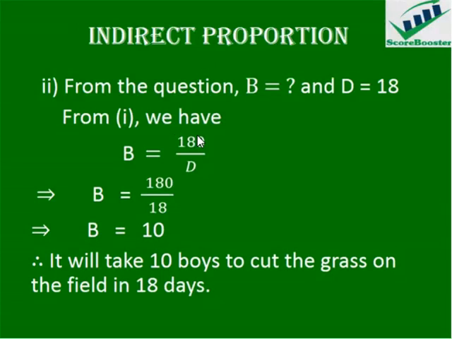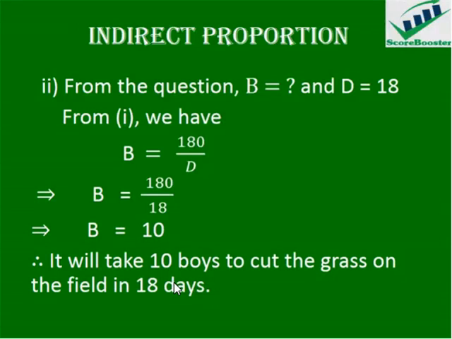So we'll also go back to the relationship. Our D is 18 because we are given the number of days, but we are not given the number of boys. We are to obtain the number of boys that can cut the grass on the football field in 18 days. So from 1, we have B equals 180 over D. What is the value for B? It's unknown, which equals 180 over D. D here is 18. 180 divided by 18 is 10. So it will take 10 boys to cut the grass on the field in 18 days. We can see that as the number of days increases, the number of boys decreases from 15 to 10. So that is that on that particular question.